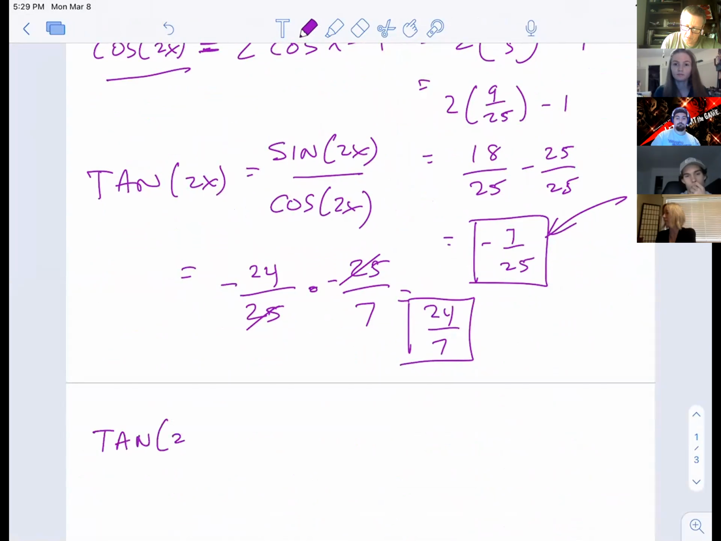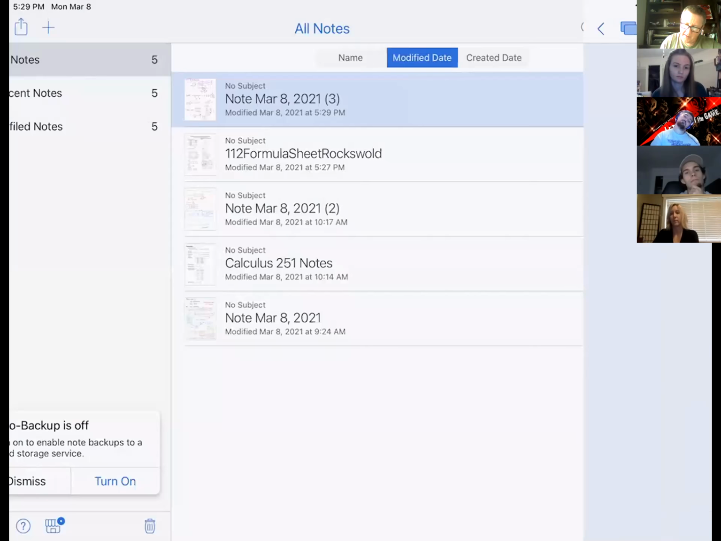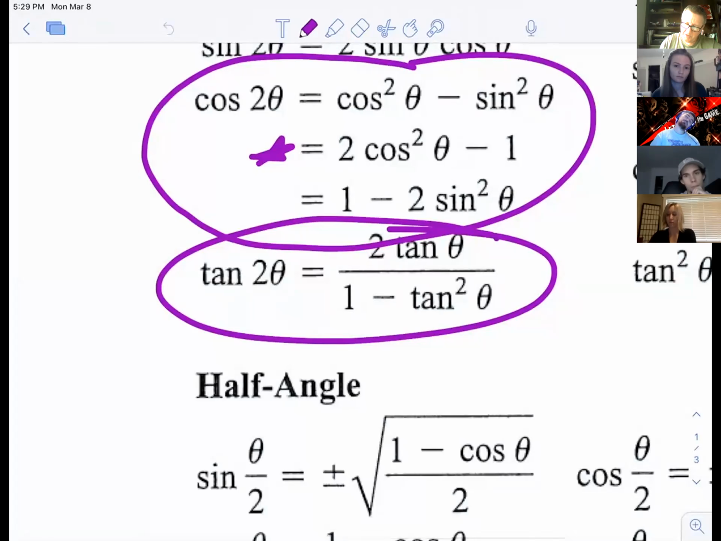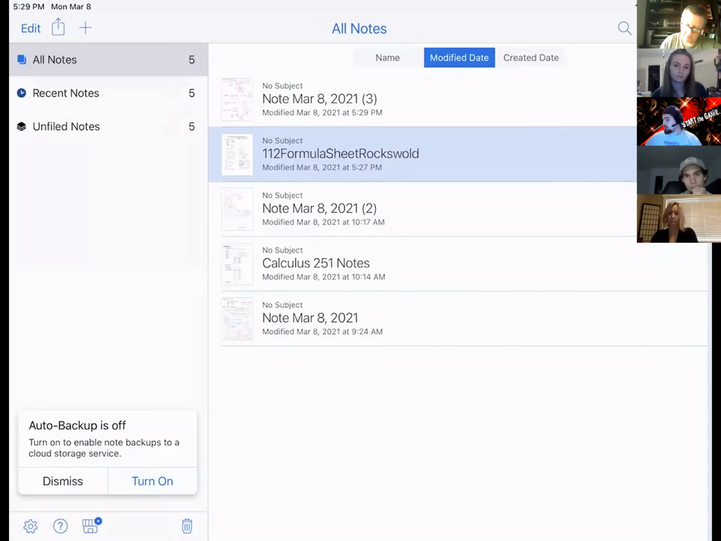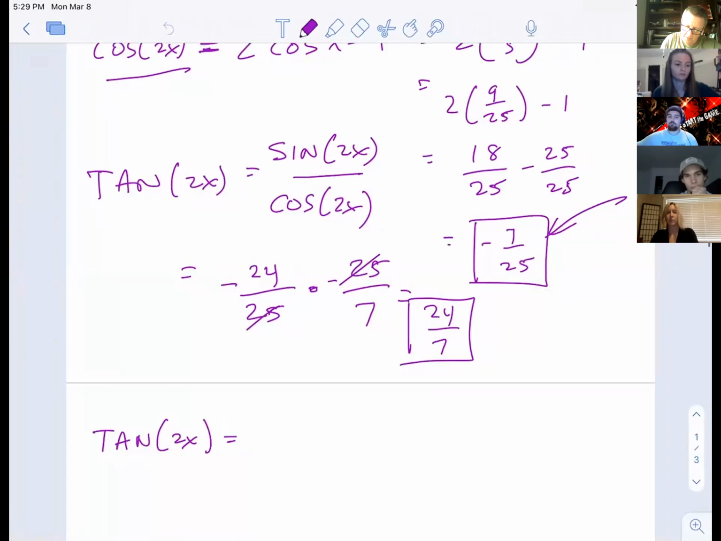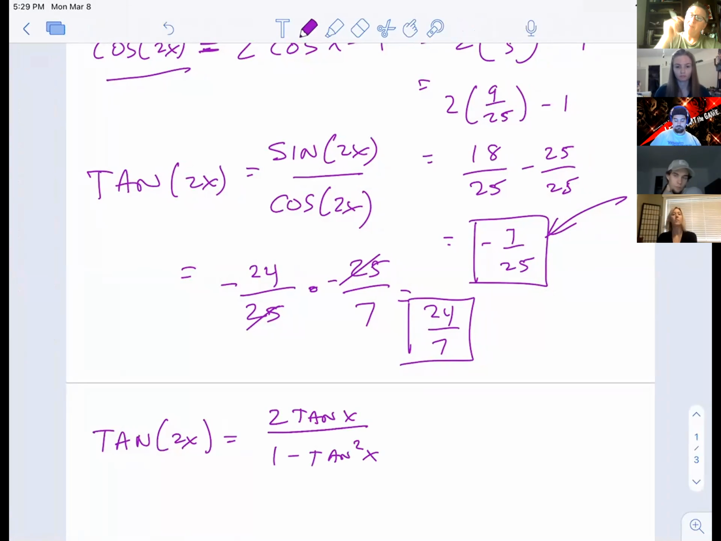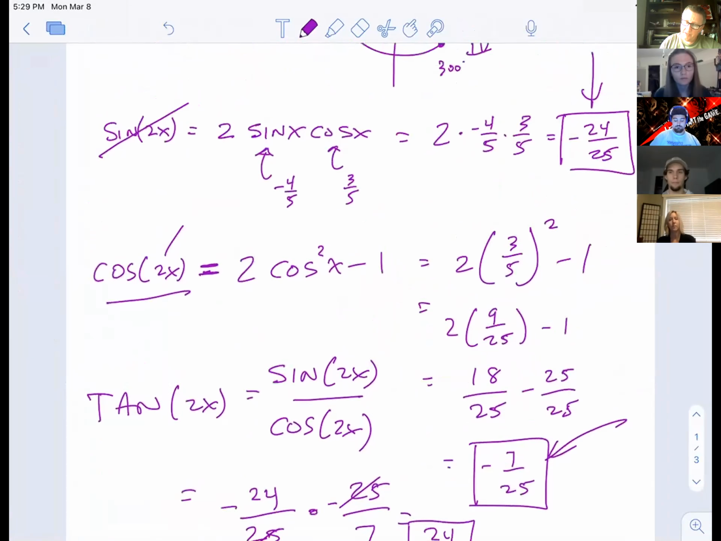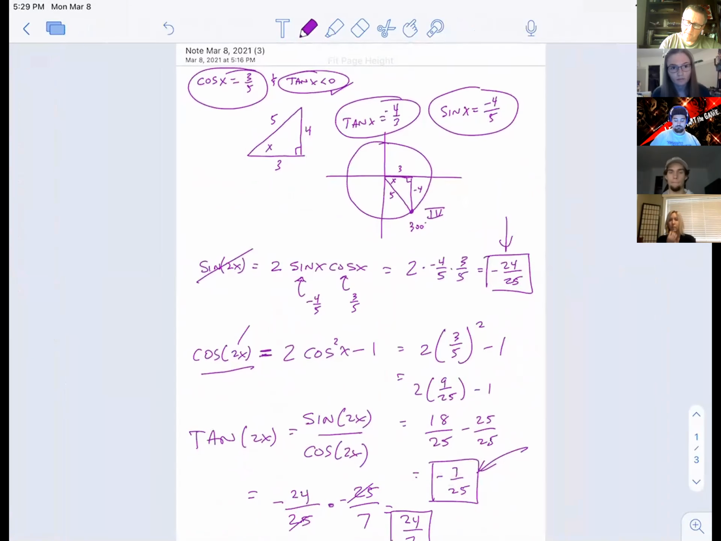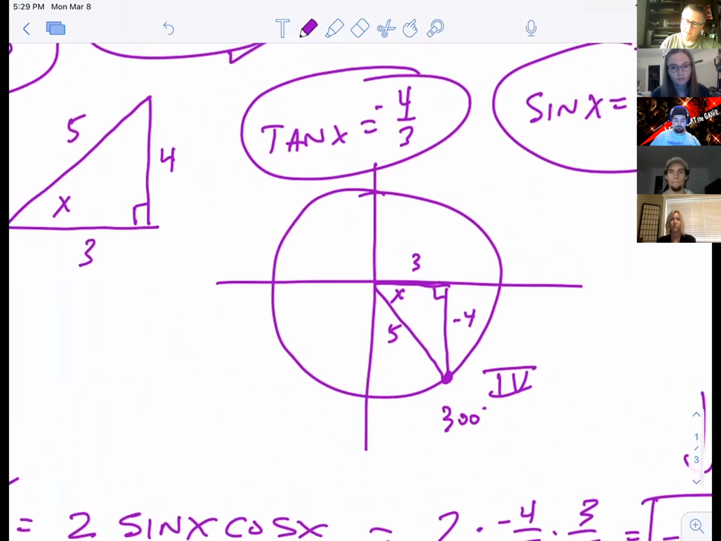So let's just check our work while you're thinking on that. So the tangent of 2x is equal to 2 tangent x over 1 minus tangent squared x. And again, I really like this one because it's asking for the tangent of the angle, not the tangent of double the angle. I don't know what double the angle is, but I do know what tangent is. We figured it out that it was negative 4/3 earlier.